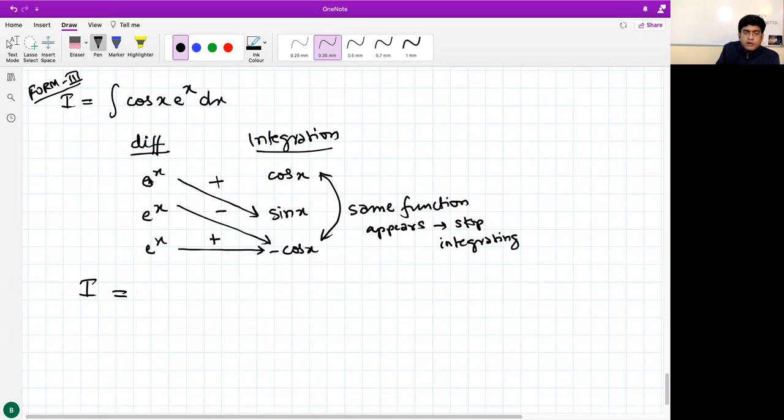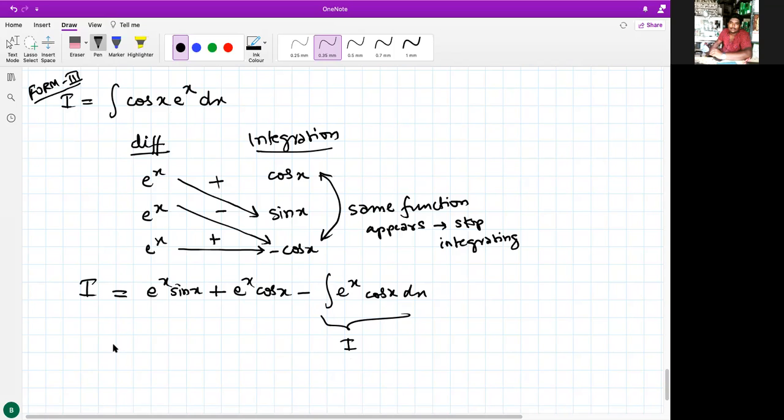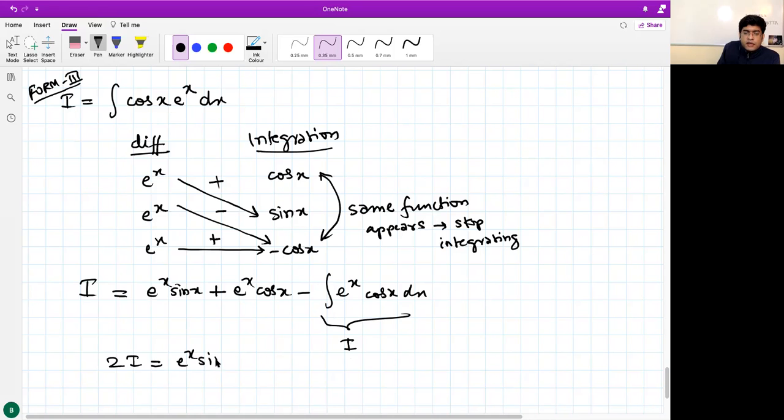Just do whatever we have done earlier, plus plus plus. So this is e^x sin x. Now then we have plus minus, this is e^x cos x, and then we have minus, now this is the integral of e^x cos x dx. Now this is same as what? This is same as I. Right? So you can take this minus I to this side, this will become 2I is equal to e^x sin x plus e^x cos x. All right, so this will be I is equal to e^x by 2, and this is (sin x plus cos x).